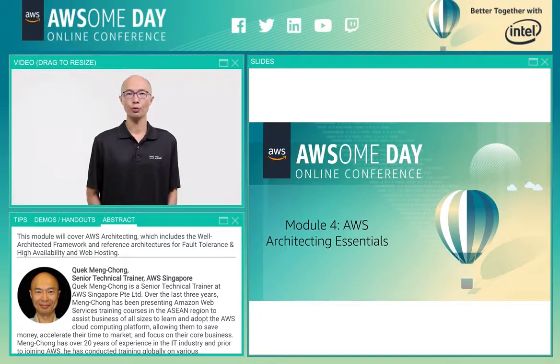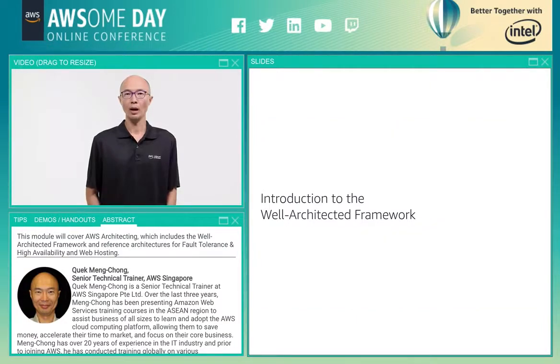Welcome to Module 4, where we will look at some architectural concepts that will guide you in your designing of AWS environment. The well-architected framework has been developed to help cloud architects build the most secure, high-performing, resilient, and efficient infrastructure possible for their applications.